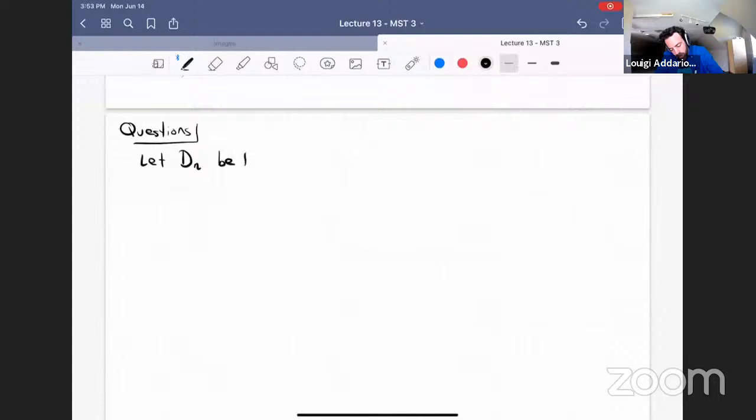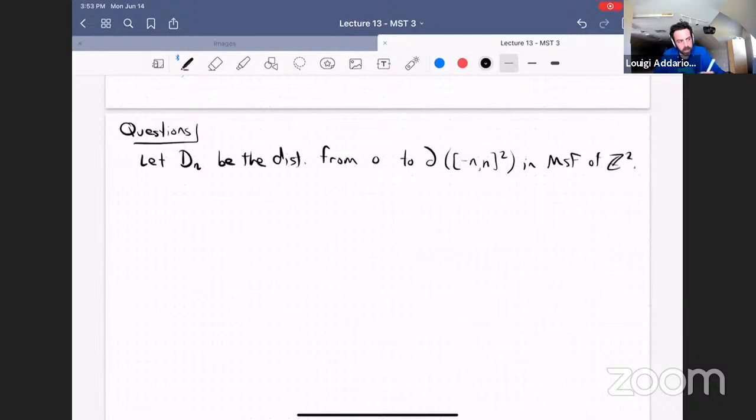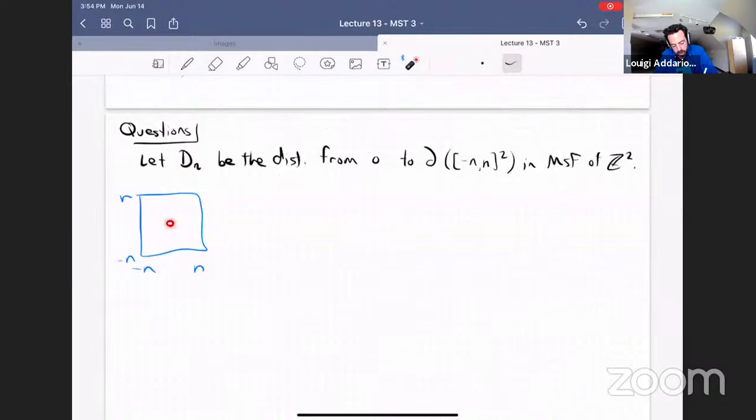So let's look at the graph distance from zero to the boundary of the box in the minimum spanning tree of Z2. This distance is trivially at least n, right? Because any path in the lattice has at least n edges to get you from the origin to the outside of the box. And it's also trivially at most like n squared, because the path can't do more than use all the edges of the box. And so the conjecture is effectively just that neither of those bounds is tight.